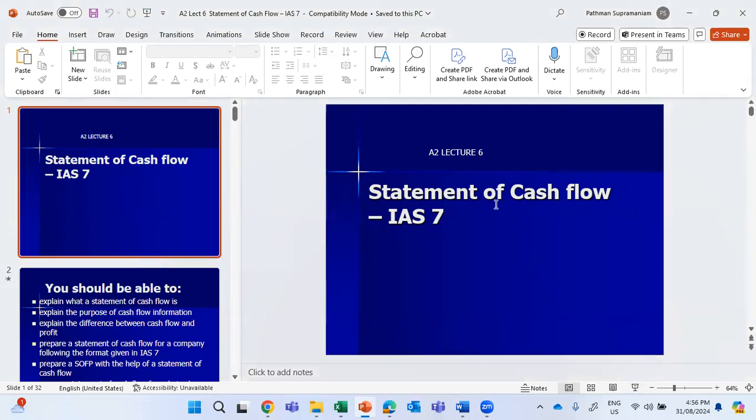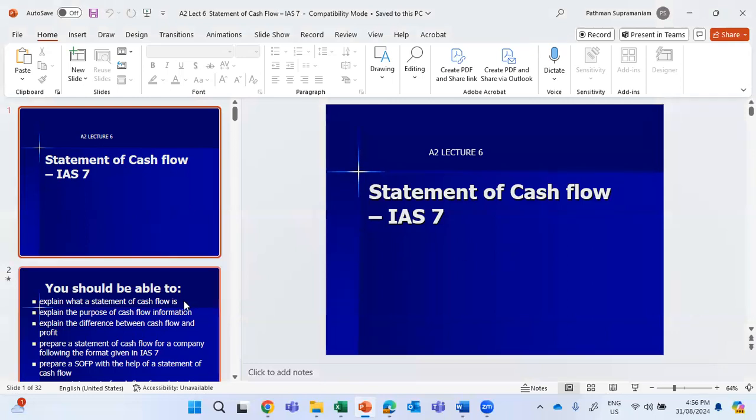Okay, hi. Today's lesson is on a statement of cash flow. This is one of the financial statements that we need to know. Just like we've learned the SOPL and the SOFP, we need to know the structure and the format. Likewise, we need to know the structure and format of the SOCF. We call it SOCF, Statement of Cash Flow.